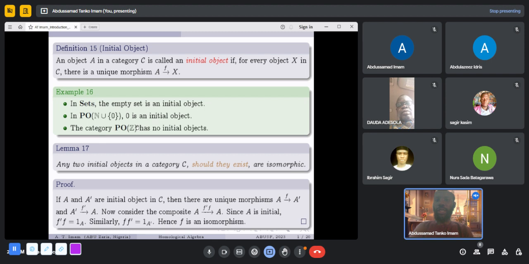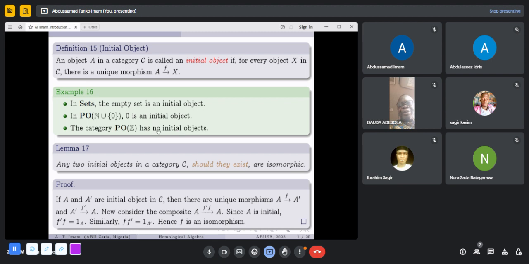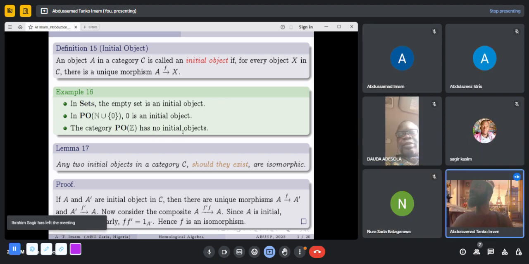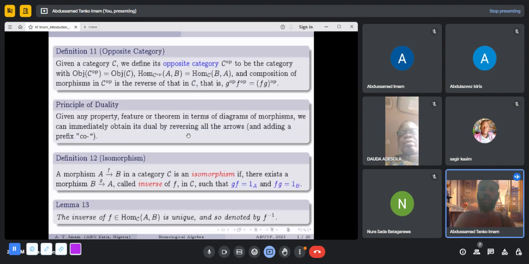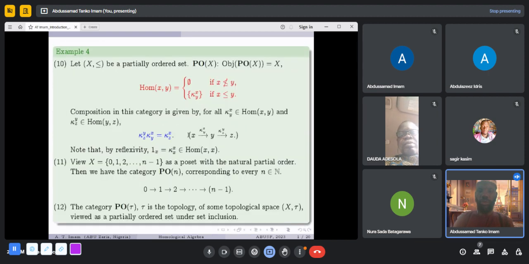And the category of integers doesn't have an initial object. So it is not necessary that there is always an initial object in every category. There are categories without an initial object, and there are categories with one. There are also categories with both initial and terminal objects. For example, in this category here, 0 is the initial object because there is an arrow from 0 to 1, from 0 to 2, from 0 to 3, and so on. And you also see that n minus 1 is the terminal object, because there is always a unique arrow from every object coming to it.